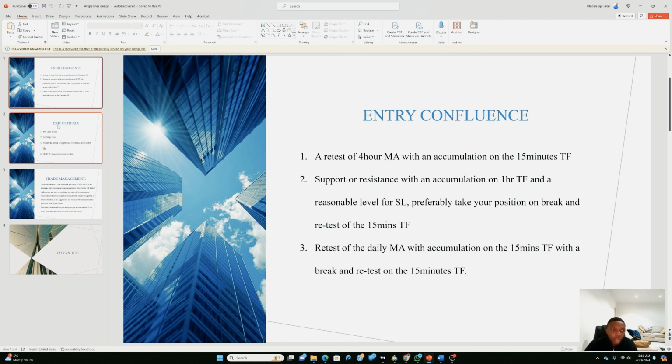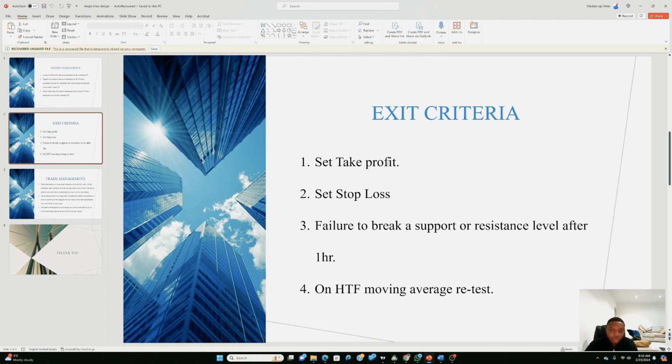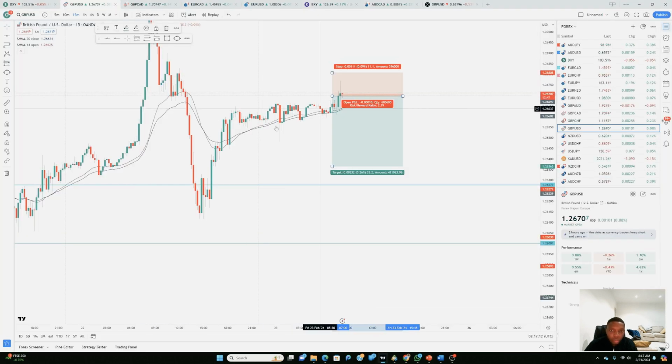We quickly brush through our exit confluences. Take profit, which is our target, right? But in any case, if the trade doesn't go our way, we exit on our stop loss. So we must have set a stop loss level, which is the amount I'm willing to risk on this trade. We'll do the calculation together pretty soon. Then, failure to break a support or resistance level after an hour. For all the trades that I've taken this week, this is the reason why I exited the third one, because it failed to break a level.